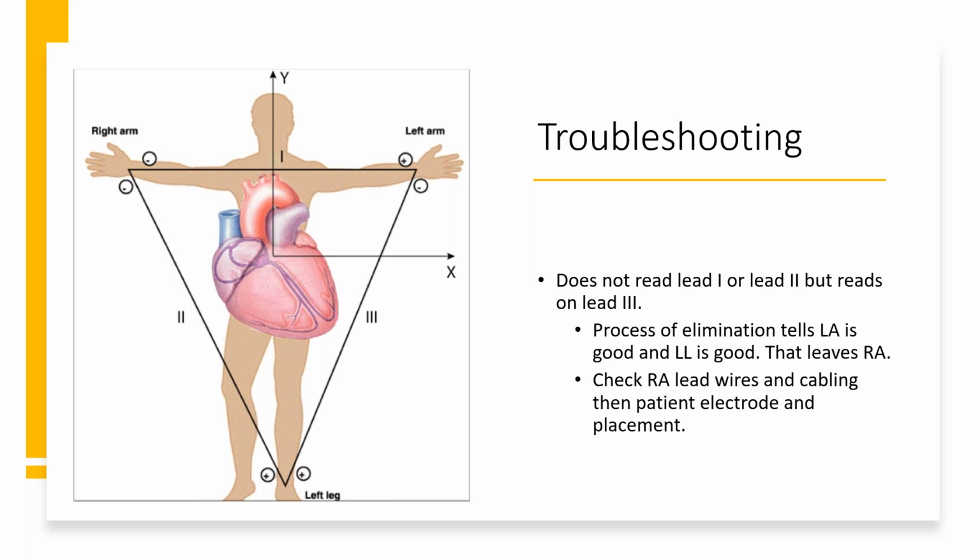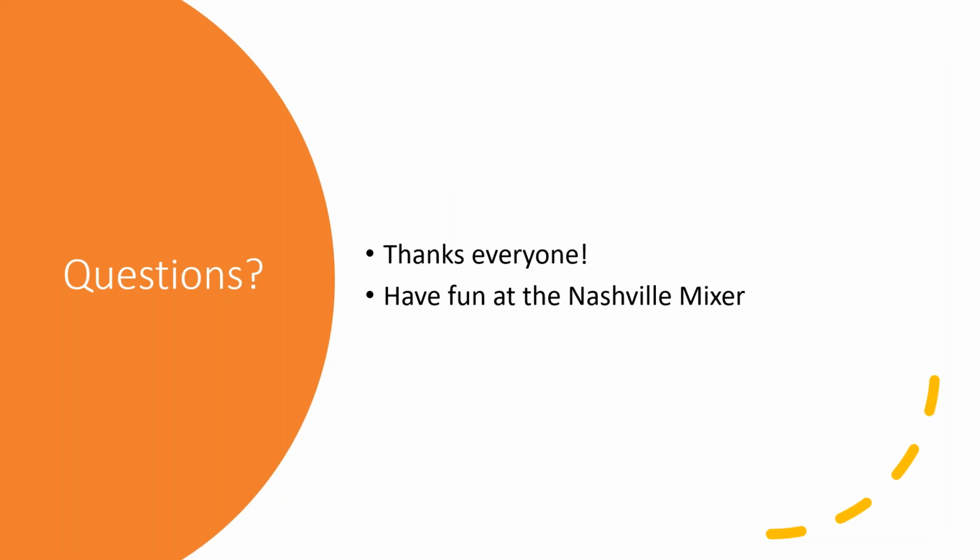Sometimes if it's placed on a bony structure, like more on the shoulder, it can read bad. I know it's called left arm, but it's kind of more left upper chest than left arm. It should be on more of a meaty area of the body, not on the bone as much. That can cause bad ECG readings. And you can see this is the Einthoven's triangle we were talking about earlier. Questions?